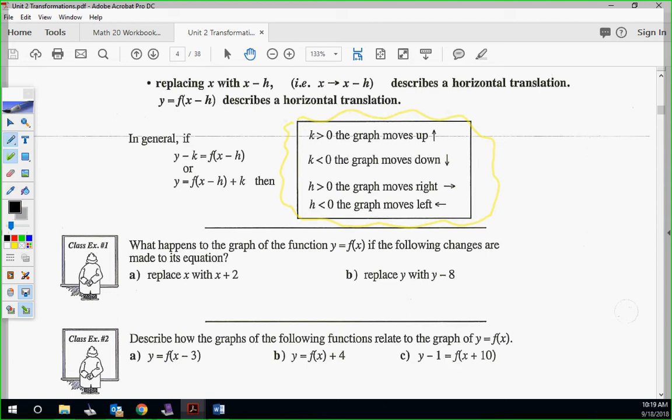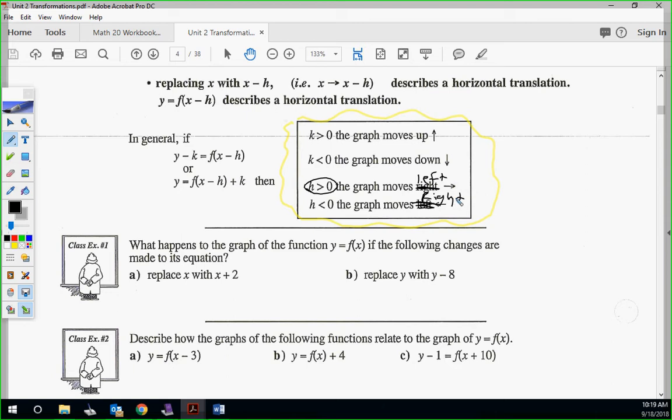This one though, again, this is just me. I see the h as if it's positive, that means left, right? X plus 2 means left. Okay, so I would suggest to just stay with that. Stay with me on that, okay? If you see negative, it's right, so you want to change that one.